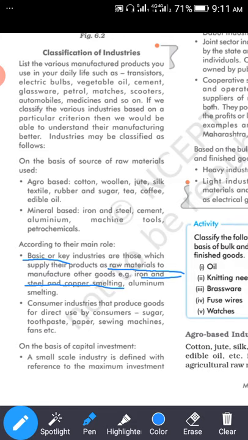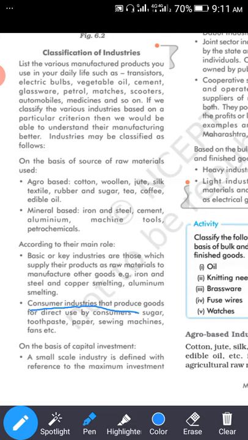So note down the question: why is the iron and steel industry known as the basic or key industry? I think you have noted the question. Now the next one is the consumer industry.